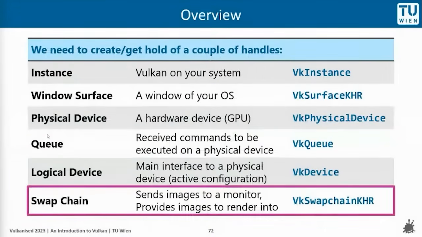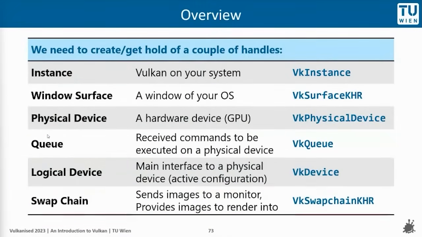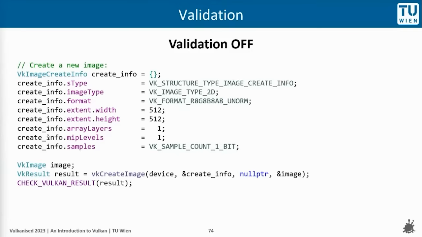Okay, so much for the swap chain. Just two more things that I would like to mention before we end this first lecture. Two important things, namely validation layers. I mentioned them during instance creation. So let's see what can happen if we do not use validation.